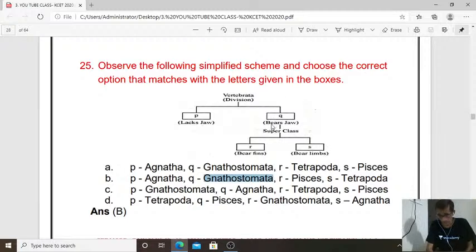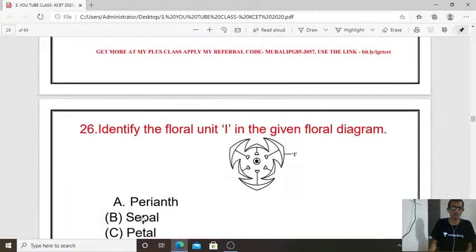Gnathostomata has two superclasses: with fins, that is one group, and with limbs. With fins refers to superclass Pisces, meaning fishes. Those with limbs refer to Tetrapoda. Tetrapoda includes Amphibia, Reptilia, Aves and Mammalia. Superclass Pisces includes osteichthyes and chondrichthyes. So these are the classification of Vertebrata under Chordata. So 25th, B is the right answer.